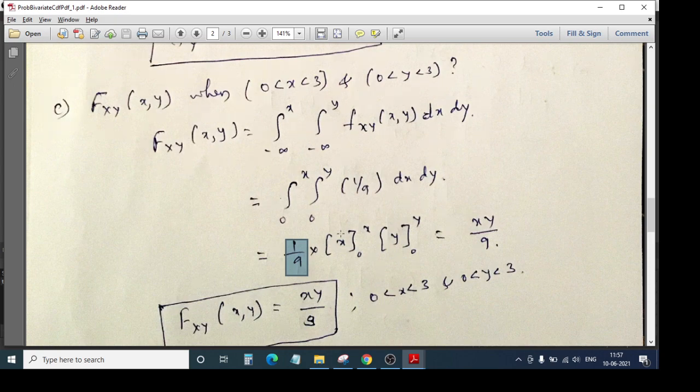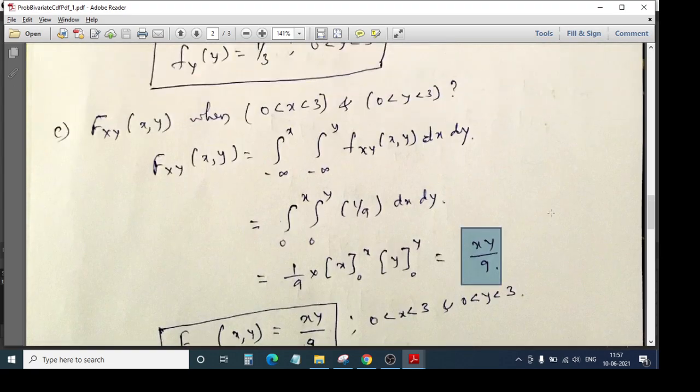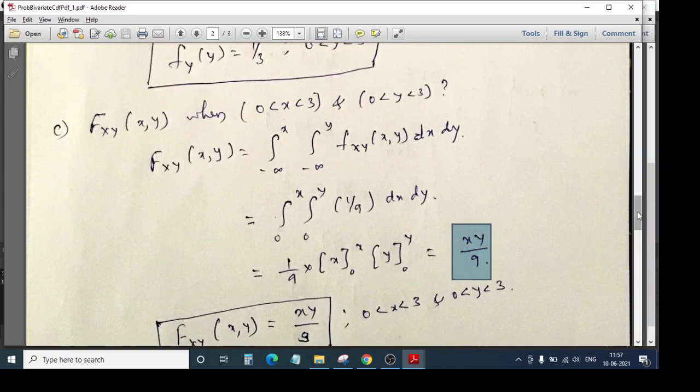Integration of dx is nothing but x. Integration of dy is nothing but y. So substitute the upper limit and lower limit, you will get xy by 9. Okay, so this is done. C is done. Finally the last part, D part.